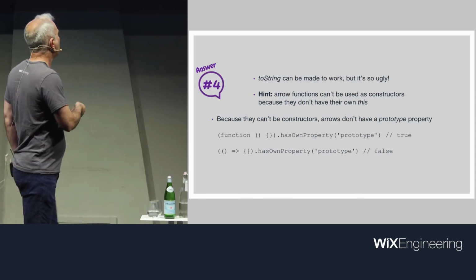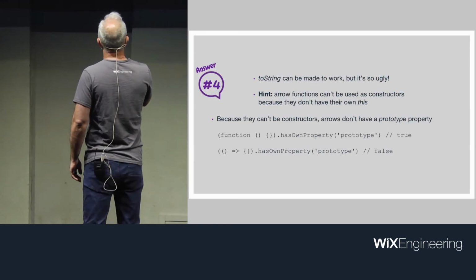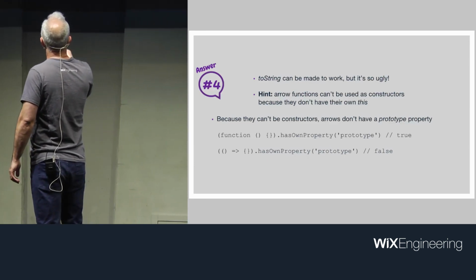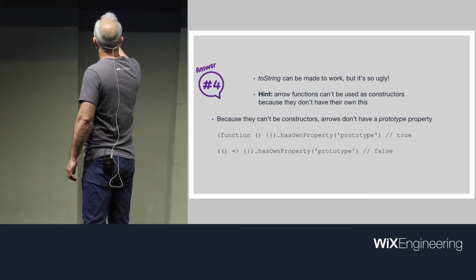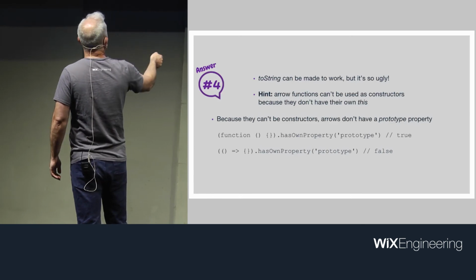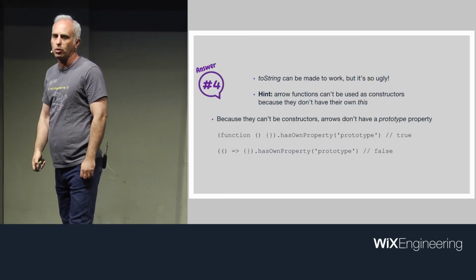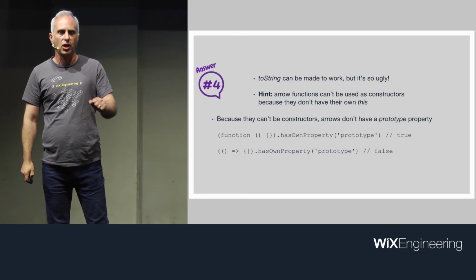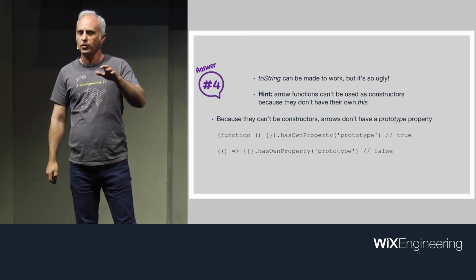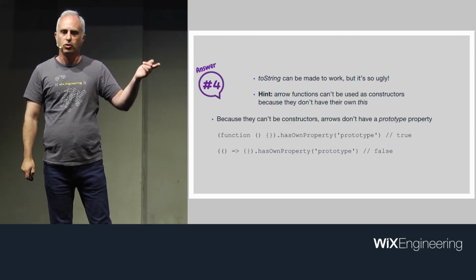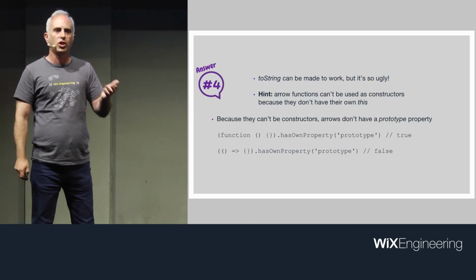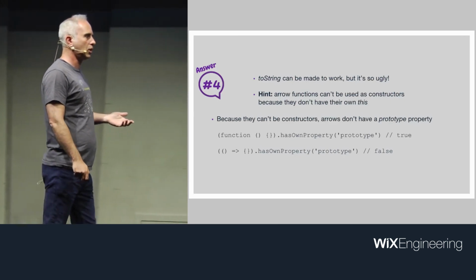So the way to check, and you can actually check this, is that if I create an empty function like this, it has a prototype property. But if I use an arrow, it does not have a prototype value. So the easiest way to check if f is a reference to a function or to an arrow is just to check whether or not it has a prototype value.